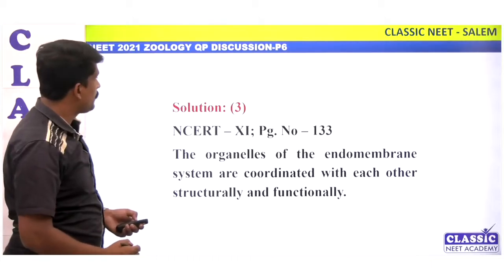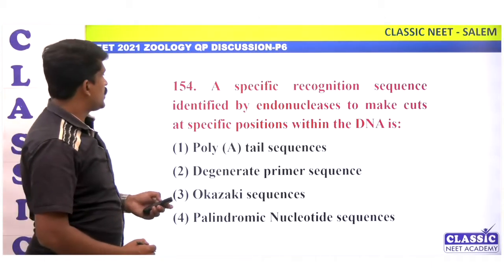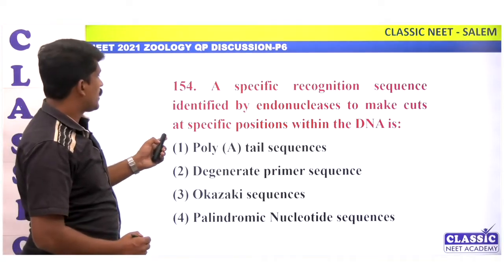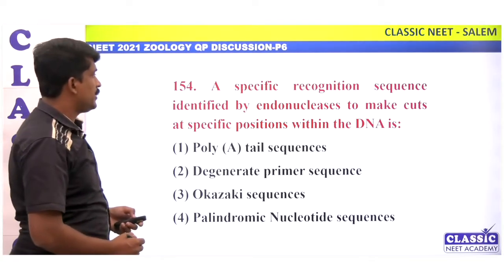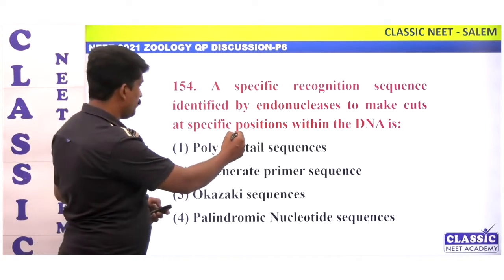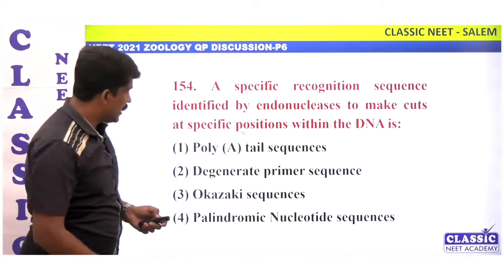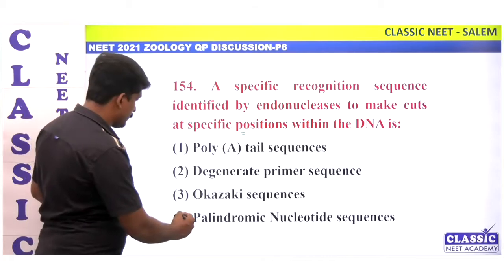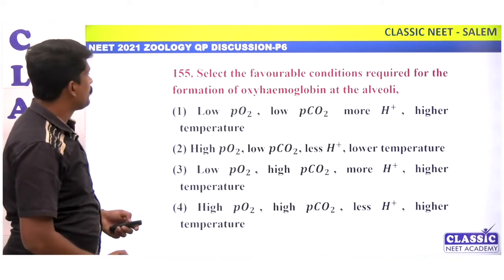A specific recognition sequence identified by endonucleases to make cuts at specific positions within the DNA. So that will be the endonucleases here. So here, palindromic nucleotide sequence will be the right answer. Okay, so the fourth option is given.